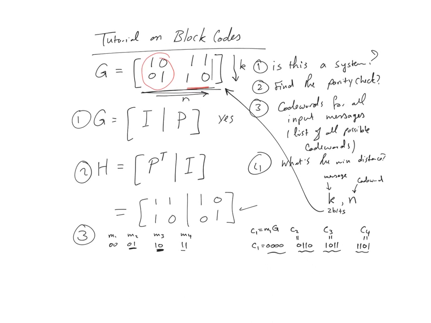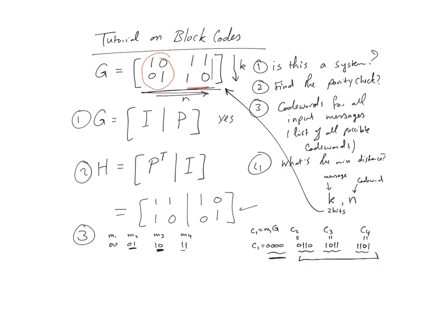Now, the last question says, what's the minimum distance? In order to figure out the minimum distance, what do we need to do? We can simply find the minimum weight, since this is a systematic linear block code, and the minimum weight is equal to the minimum distance. Don't forget that when you are taking the minimum weight, you don't consider the all zeros code word, because this exists in all code books. So we don't look at that.